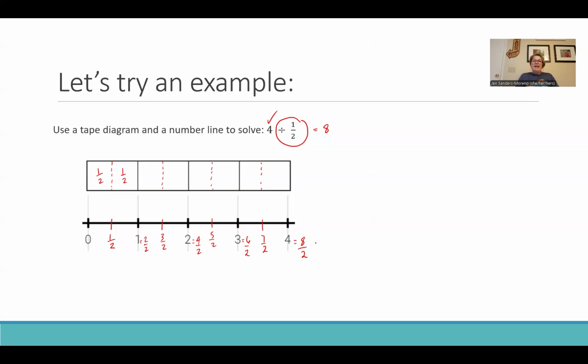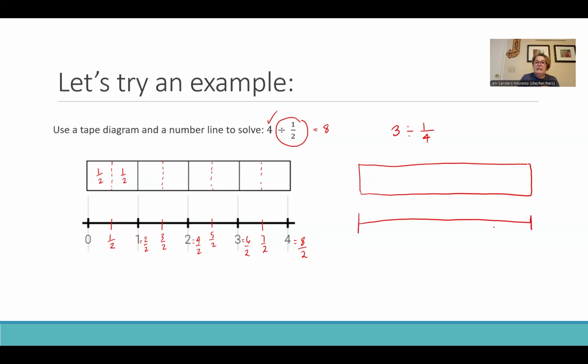Okay. All right. Now, shall we do a completely different one for a second? What if I wanted to do 3 divided by 1/4? Okay, so I'm going to do one more example just so you can see the original setup. So what we want to do is have a tape diagram that is 3 units long. So we're going from 0 to 3. And then I'm going to mark it off at 1 and 2.